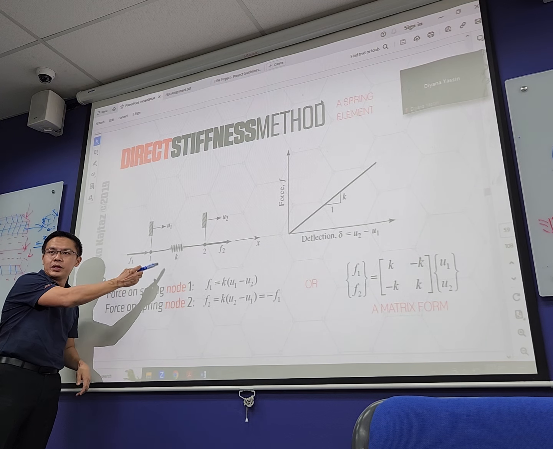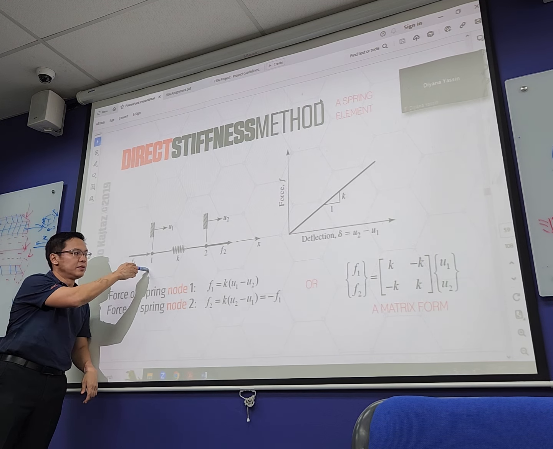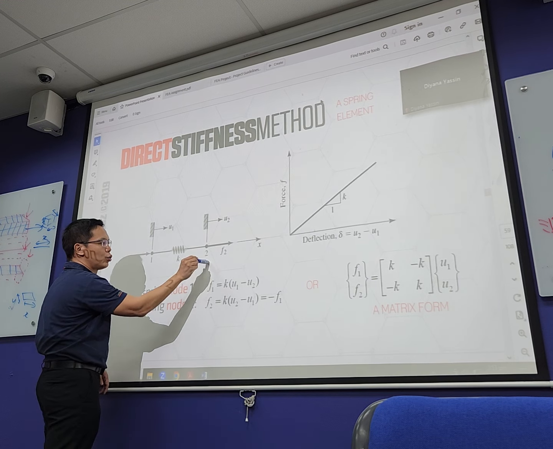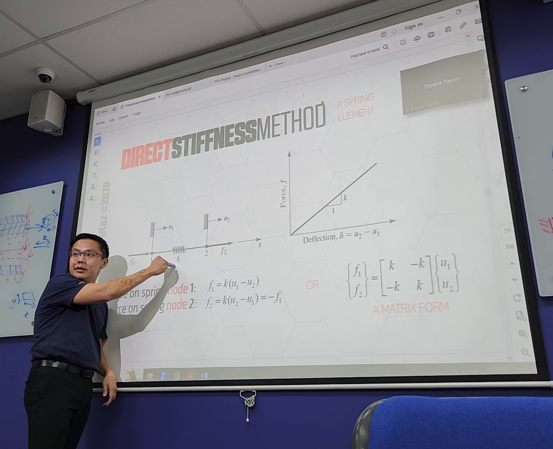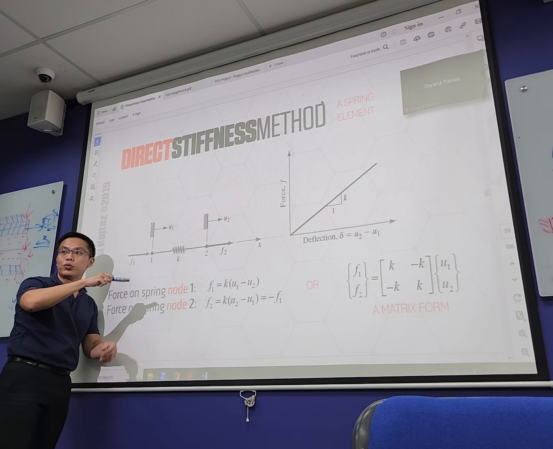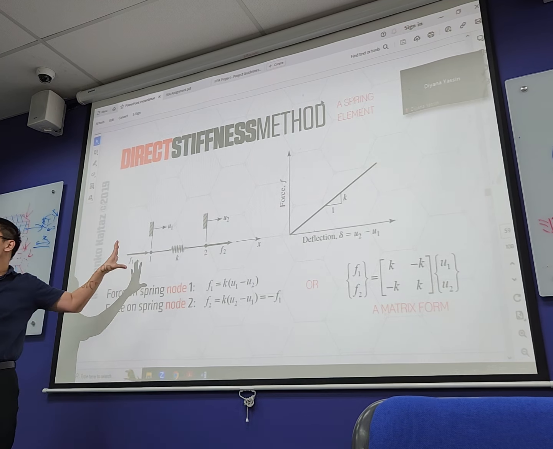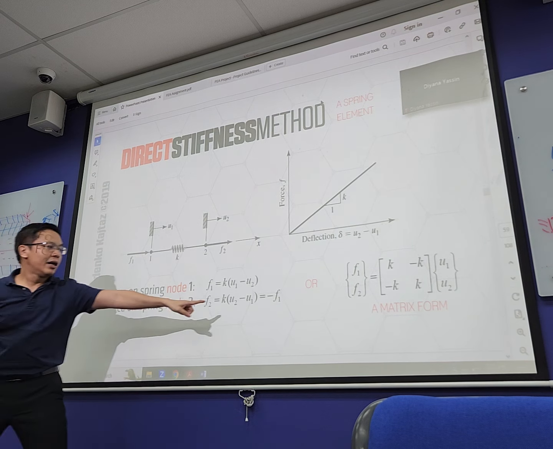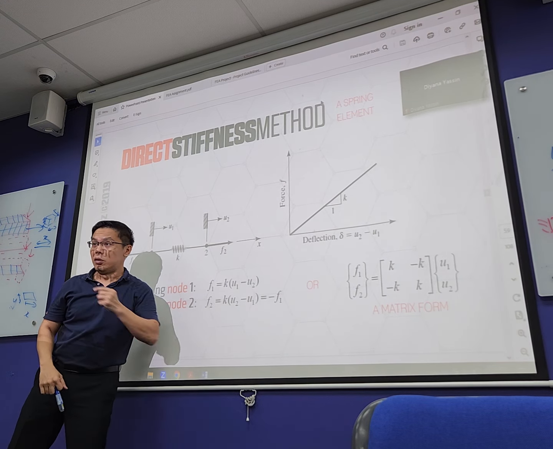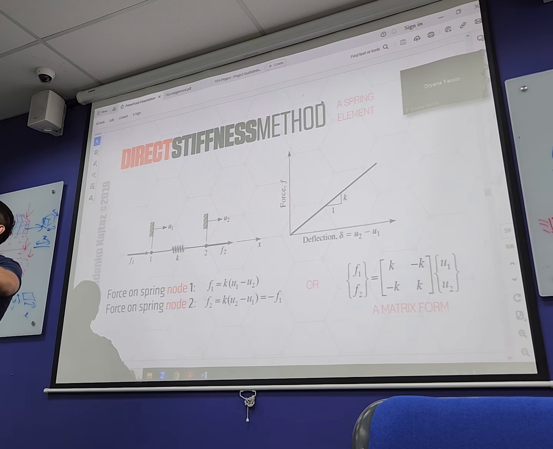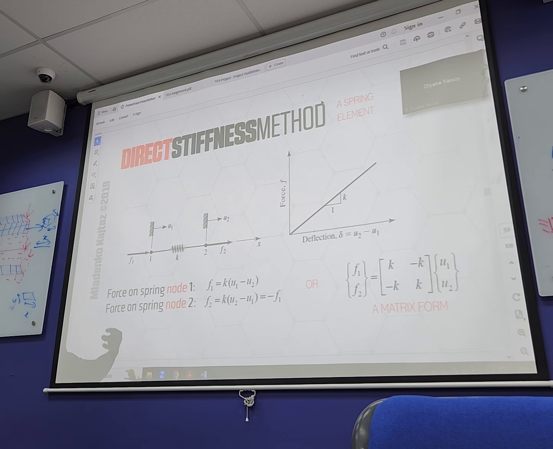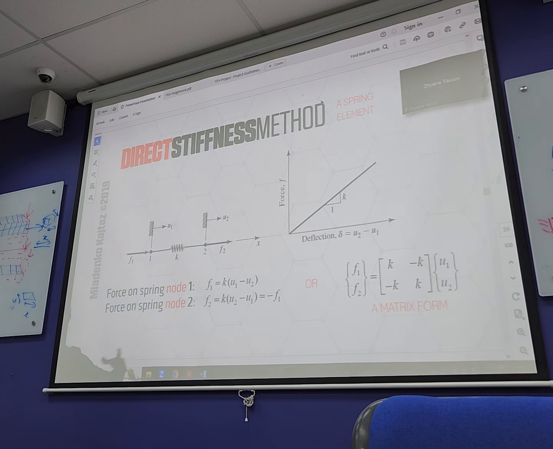You need to mark where your nodes are: node 1, node 2. What is the element, which is your stiffness K? Because you could have a series of springs, they could have different stiffness. So you need to denote that. If not, the sign convention is going to be wrong. For example, a tensile force is positive. Compressive force is negative.